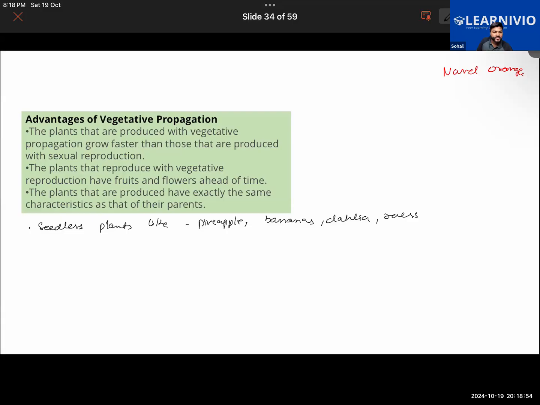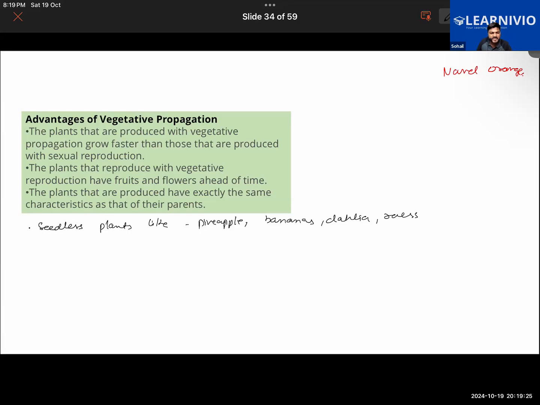Sir, what about corn? Corn, no, corn is not vegetatively propagated. Corn is not a seedless plant. Corn kernels themselves are the seeds.